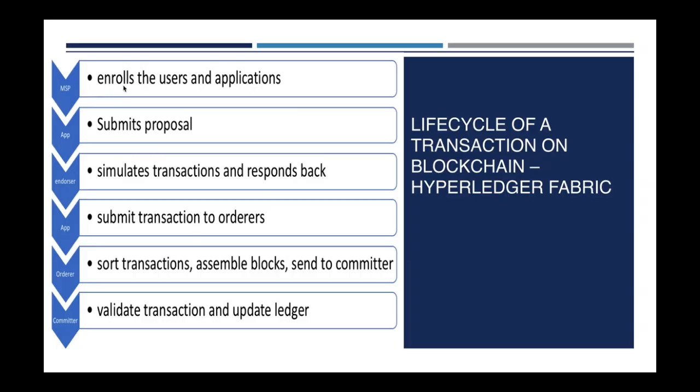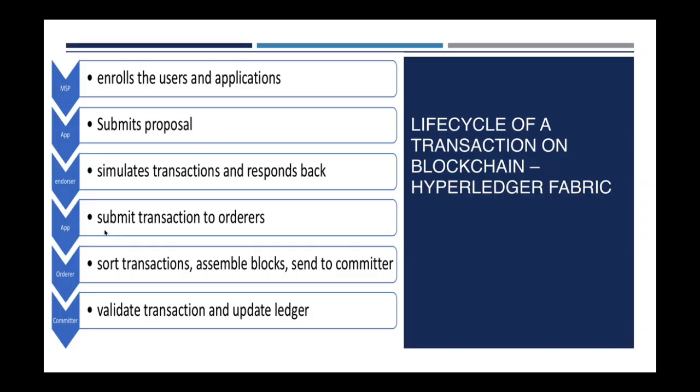In the left side picture, as you can see, there's something called MSP. We're going to learn what MSP is shortly. MSP is nothing but the membership service provider that enrolls the user and application to the blockchain network. After the enrollment, the application submits the transaction proposal to endorsing peers. Endorsing peers simulate the transaction and respond back to the application.